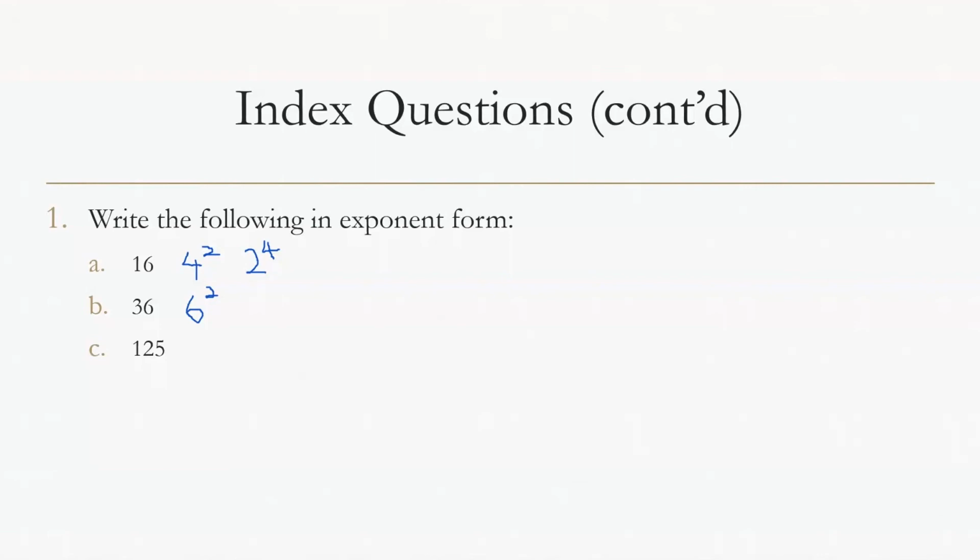Good. Okay, then the last question, 125. This time we're just going to choose somebody else who didn't answer the last question or two. All right, Jerry, you haven't answered in a while. Can you give me an answer for 125? 125 would be 5 to the power of 3, or 5 cubed. Very good. Are there any other possibilities?